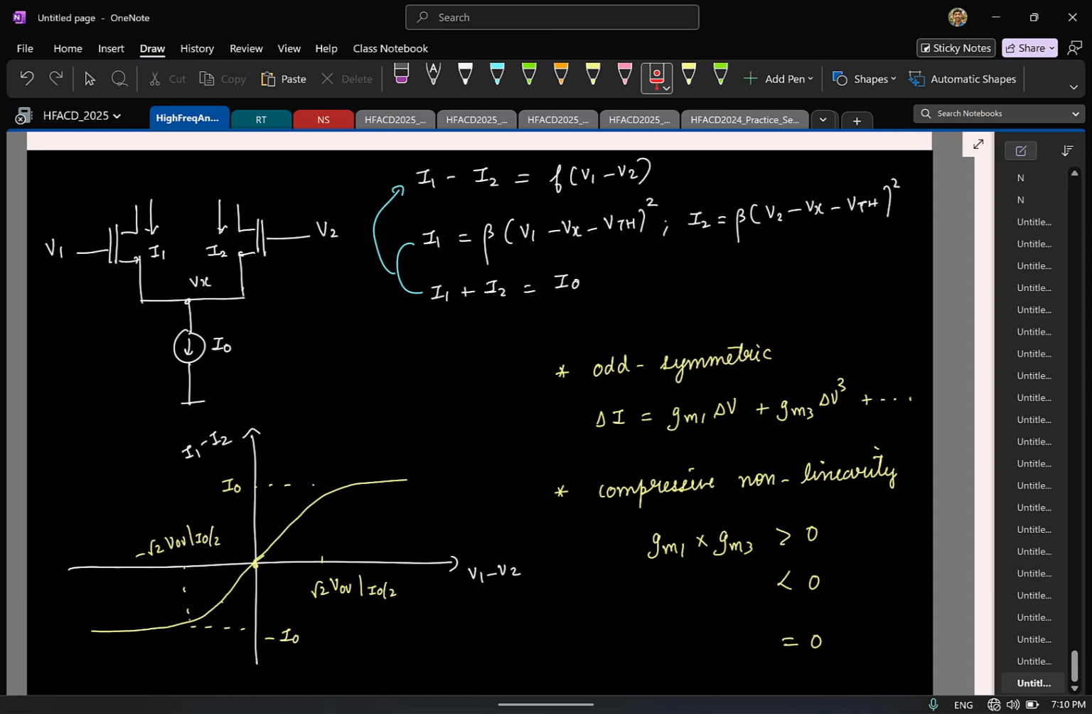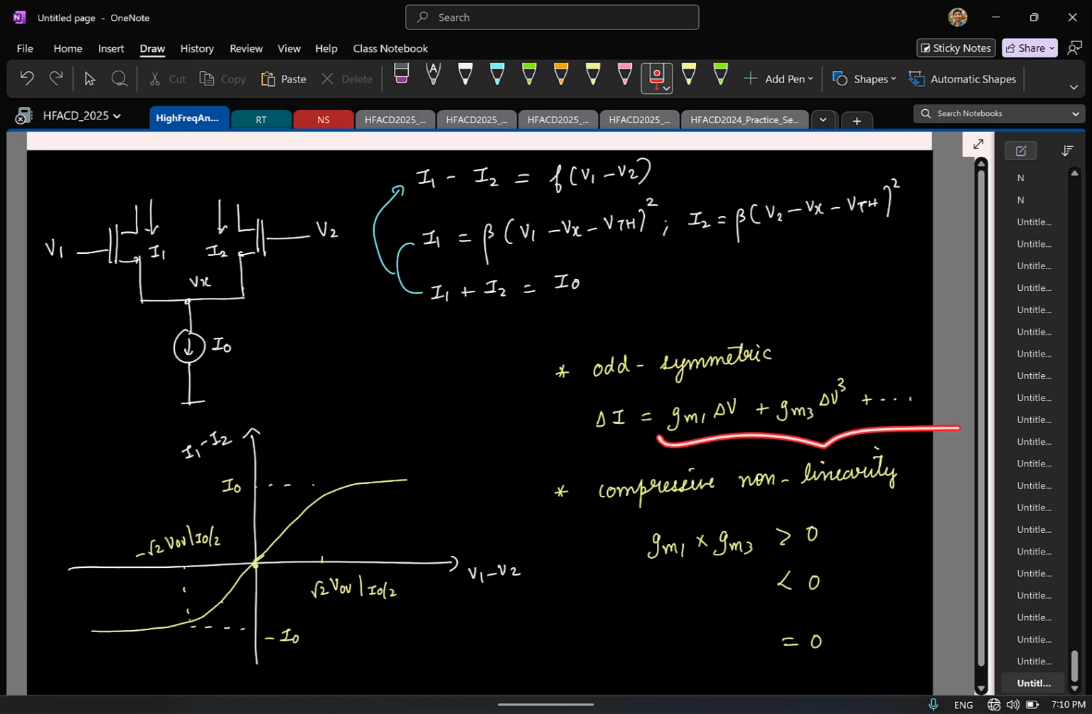So to elaborate on his point, let's say I start with very small values of delta v. Among all these terms, which term will dominate? The first term. So if I keep increasing delta v, what should happen to the current? For very small values of delta v, this is the approximation. So if I increase delta v, current should increase, and that happens. Now if I keep increasing delta v further, which term will start to come into the picture? Now we will have to consider both terms.